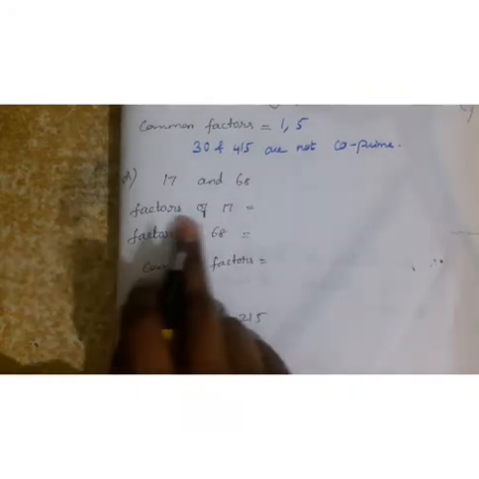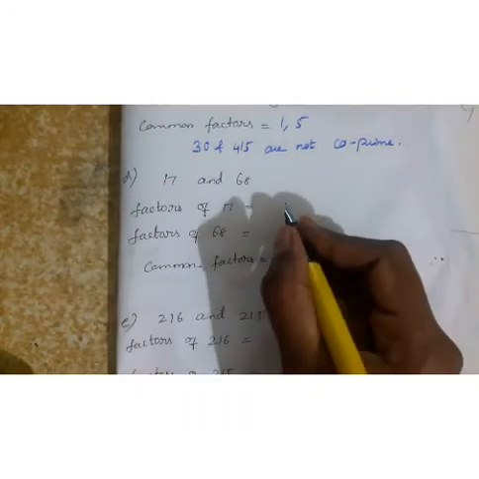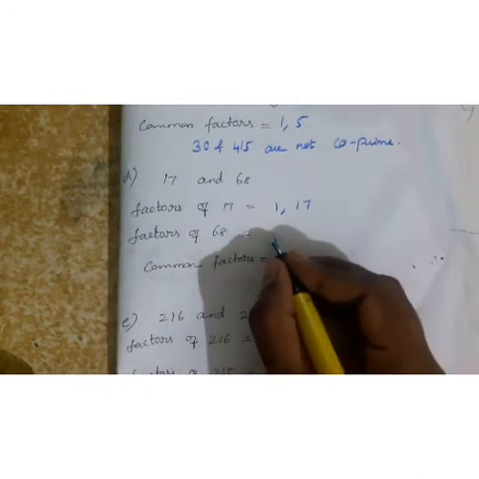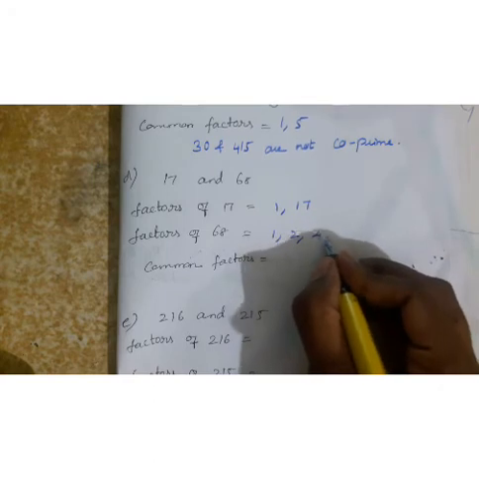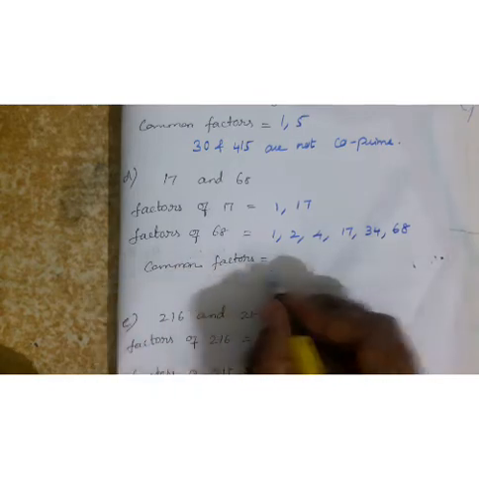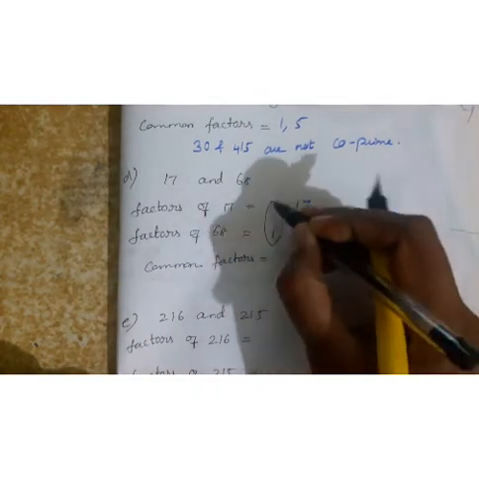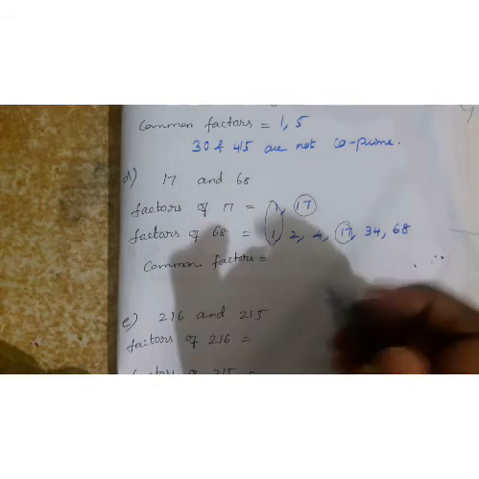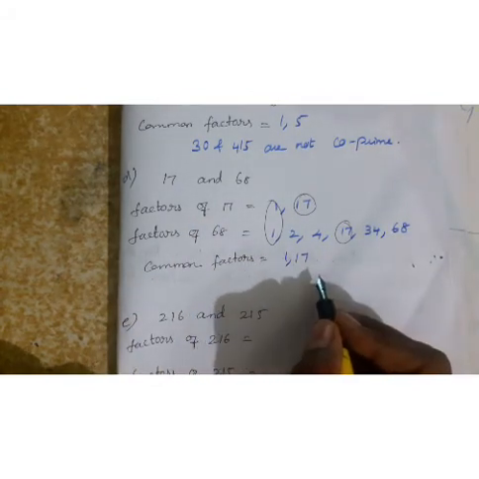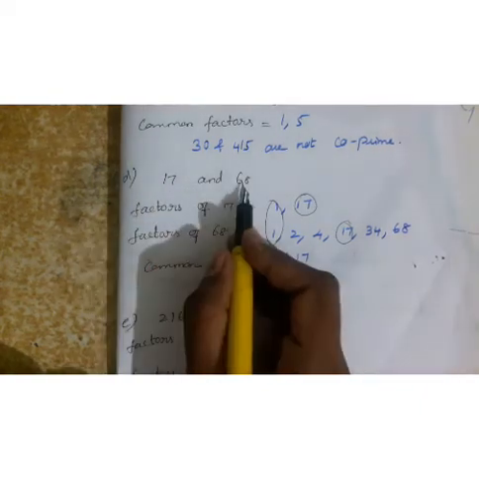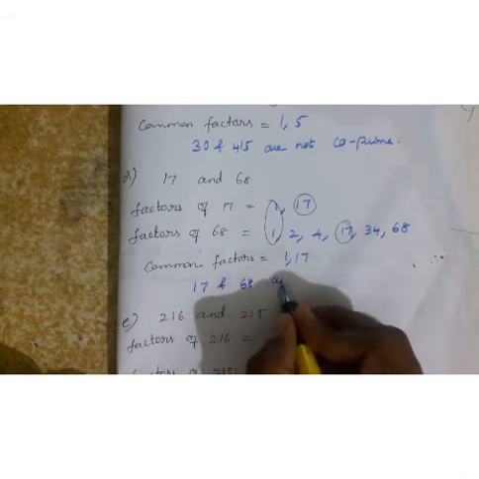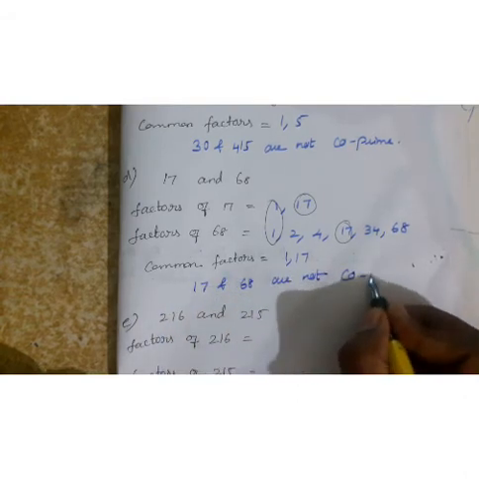D part, 17 and 68. Factors of 17 equal to 1, 17. Factors of 68 equal to 1, 2, 4, 17, 34, 68. Common factors equal to 1 and 17. Since the common factor is other than 1, hence the given two numbers 17 and 68 are not co-prime.